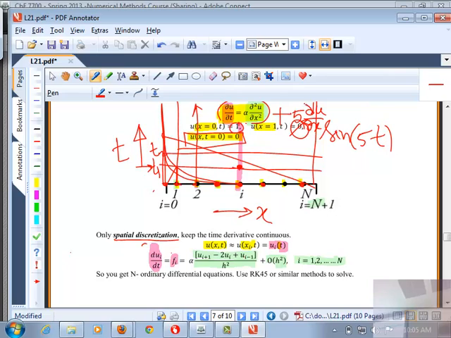Any questions? Yeah. Just to kind of bring it all together, when we're at the boundary, for instance, we can't use the simple difference of that.